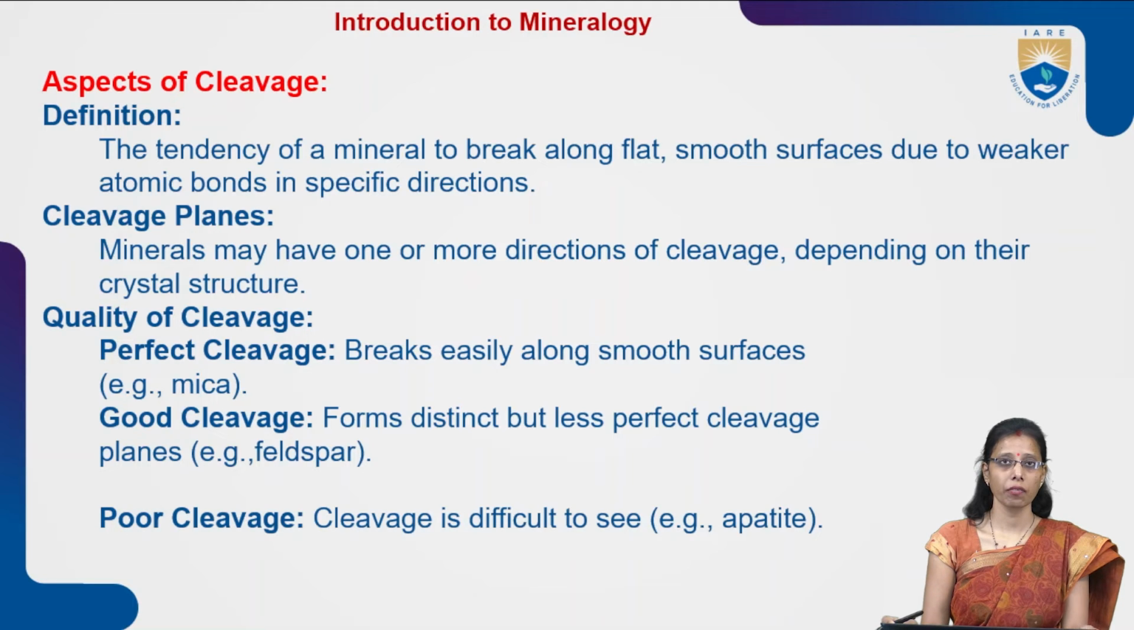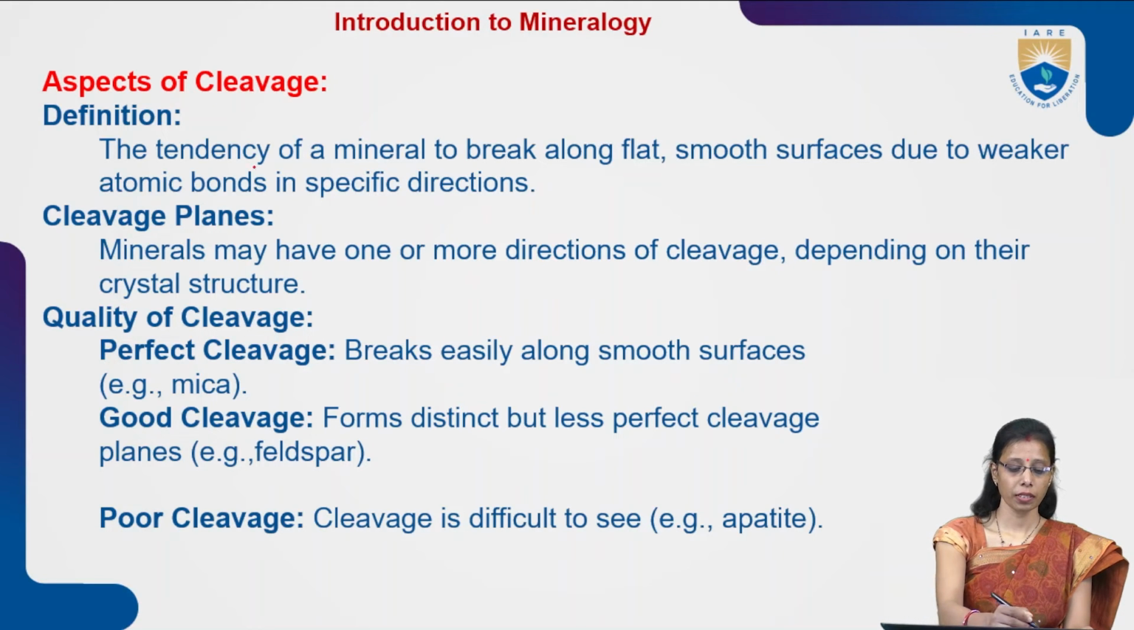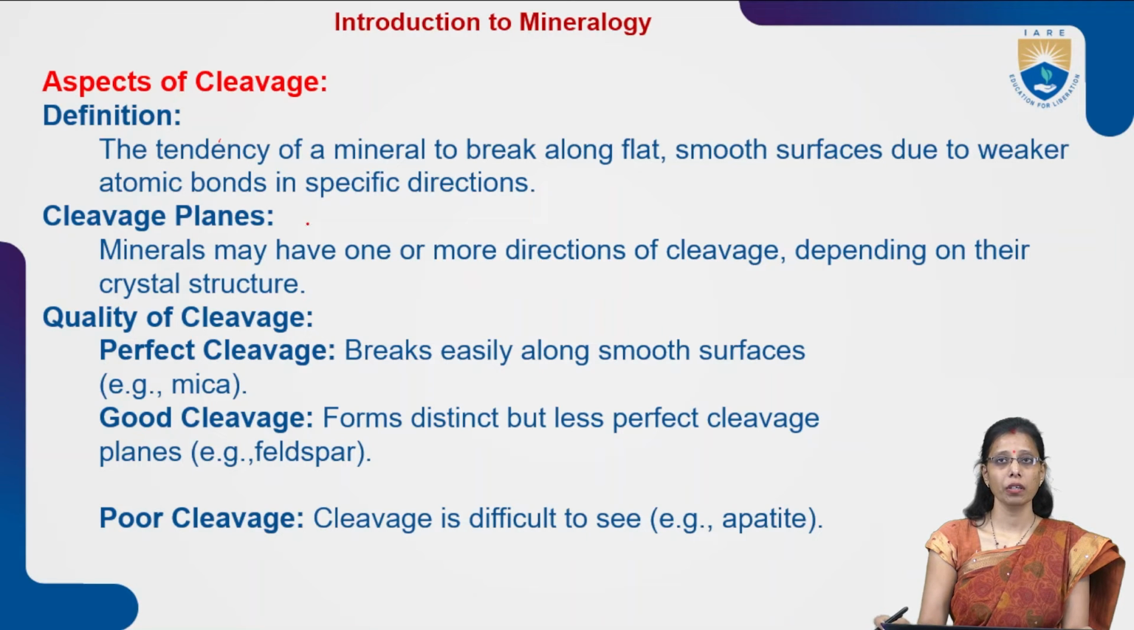Aspects of cleavage. What are the aspects of cleavage here? When you talk about aspects, what is the definition? First of all, we should know. The tendency of the mineral to break along a flat, smooth surface, due to weaker atomic bonds in a specific direction, we call cleavage. Now, cleavage planes: minerals may have one or more directions of cleavage depending on their crystal structure. Quality of cleavage: perfect cleavage breaks easily along smooth surfaces, like mica.